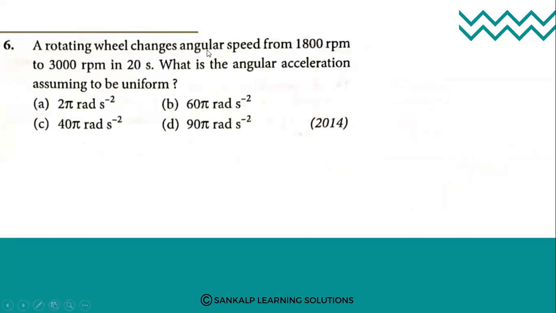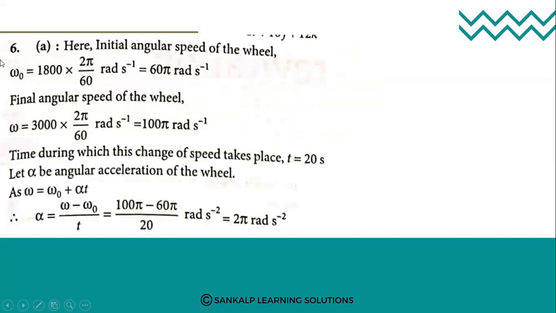A rotating wheel changes angular speed from 1800 rpm to 3000 rpm in 20 seconds. What is the angular acceleration assuming it to be uniform? So here we need to calculate the value of the angular acceleration. Here we have the rotating wheel whose angular speed is changing from 1800 rotations per minute to 3000 rotations per minute in 20 seconds. So let us calculate the angular acceleration here, students.